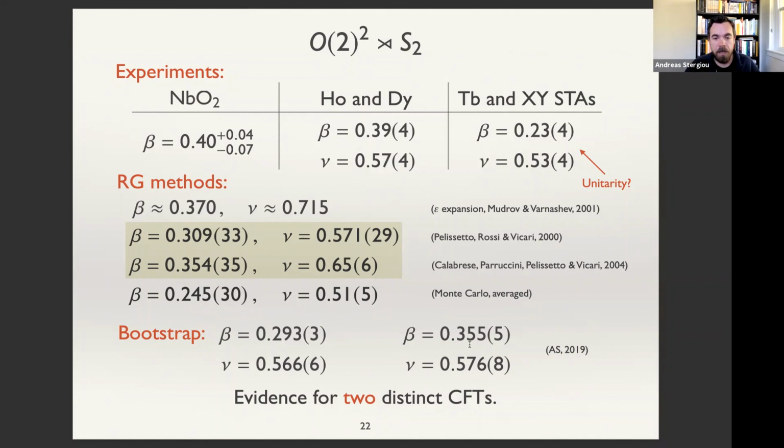So as I said in the very beginning, the situation is murky, but I think the evidence for two distinct CFTs now comes from the same method, because before there was sort of evidence for two distinct CFTs, since the Monte Carlo simulation gave something closer to these, and the perturbative RG methods, the epsilon expansion and the fixed dimension expansion, gave something closer to this. But now we have one method, the bootstrap, which gives estimates for critical exponents that may describe both these theories. And I think this is good evidence for two distinct CFTs. But at this point, it's evidence and requires more study that I hope we will undertake in the future.